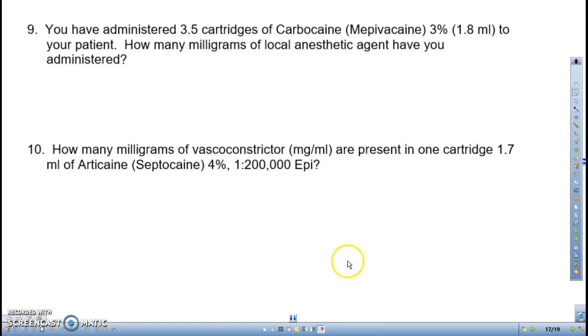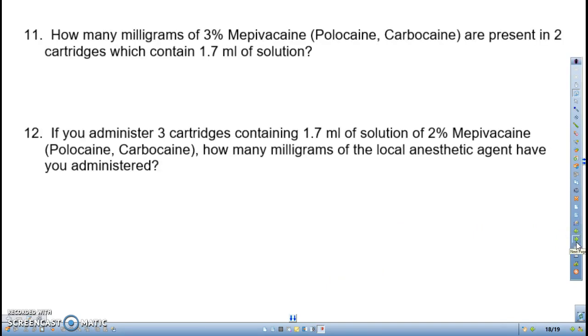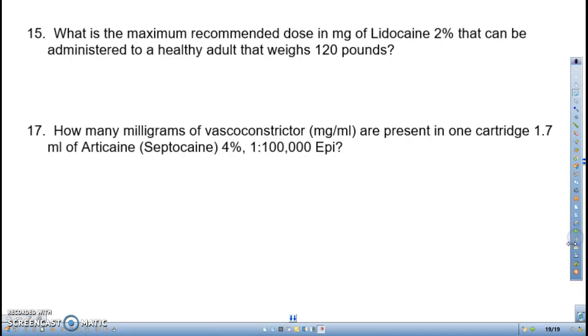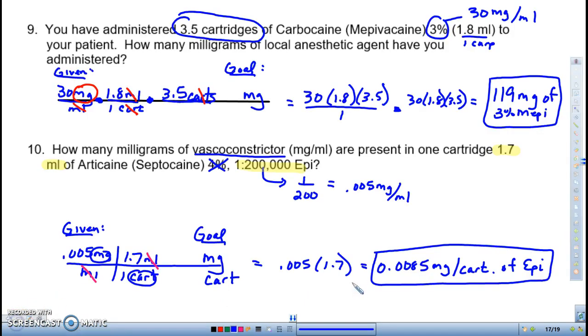Okay, on the next 6 problems, I want you to work these out yourself. Pause the video as you go, work them out yourself, and then I'll come back and show you my answers. Okay, so there's 9 and 10, 11 and 12, 15 and 17. Work those out, let's see what you get.